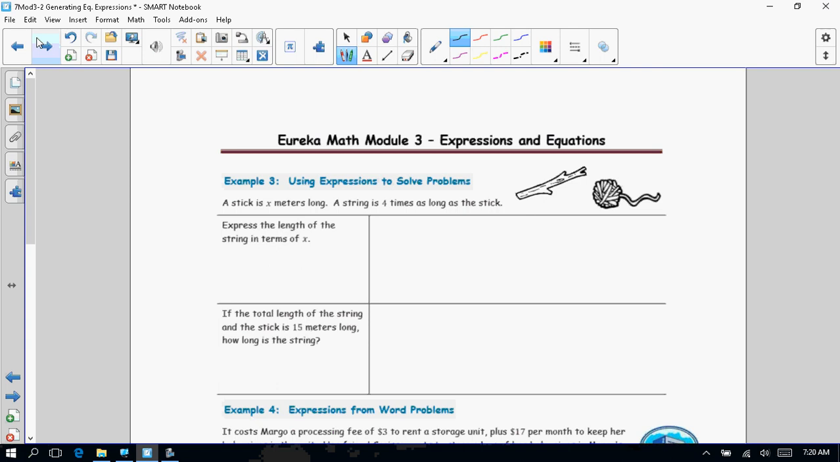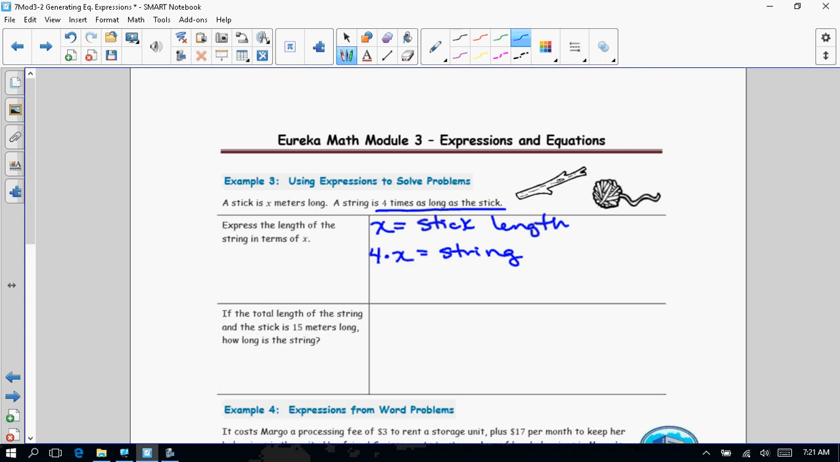So let's identify what's going on here. Oh, excuse me, X is the stick. This is the stick length. I don't know how long it is. I just know it's a couple meters long. It's a pretty big size stick. All right. A string is 4 times as long. I want to underline that. 4 times as long as the stick. Well, how long is the stick? It's X. We don't know it. So we're going to say 4 times the stick, right? That's literally what we just underlined. That is the string. The string is 4 times as long as the stick.